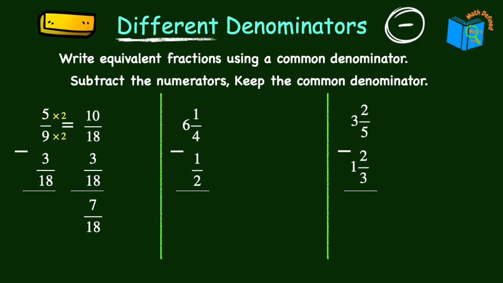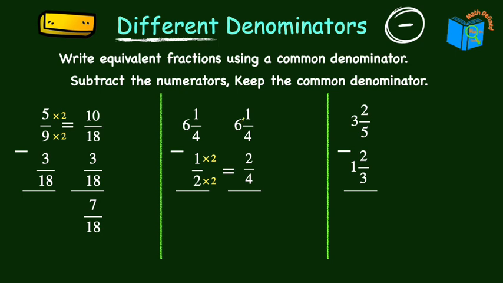Next, we have 6 and 1/4 minus 1/2. We can see that the denominators share a common multiple of 4. So I'll just bring over the 6 and 1/4. However, I need to write an equivalent fraction to 1/2 with a denominator of 4. Since 2 times 2 gives me that 4, I will need to multiply the 1 times 2 to get the equivalent fraction of 2/4. Now I need to subtract the numerators, but I can't subtract 1 minus 2.